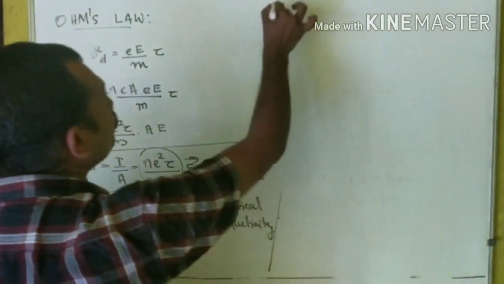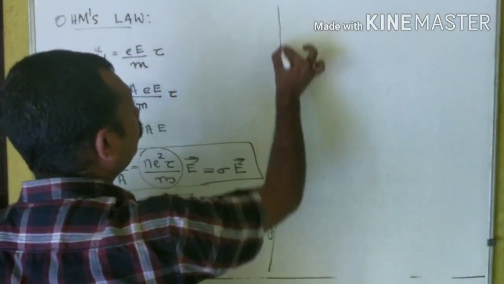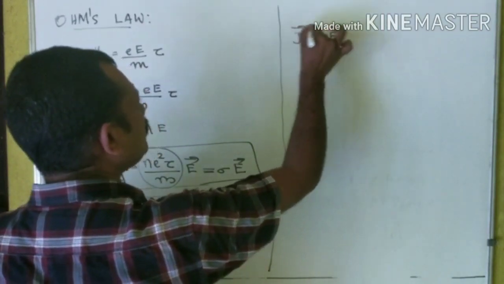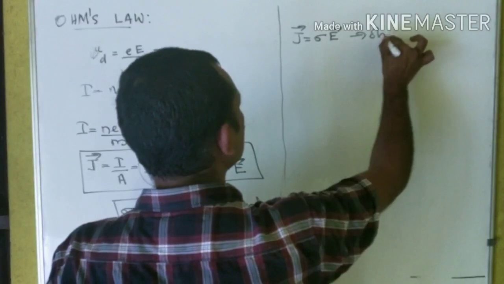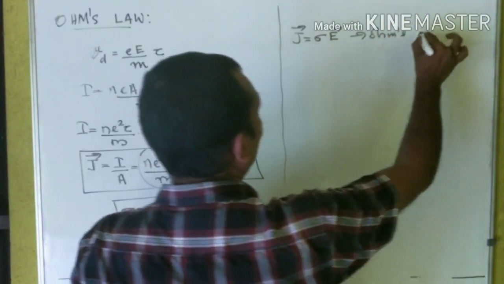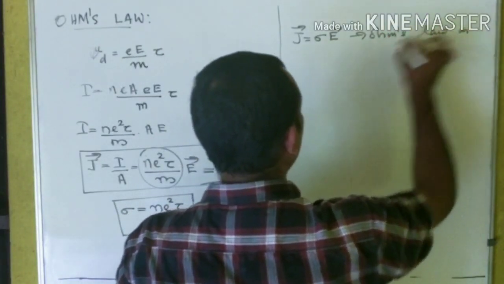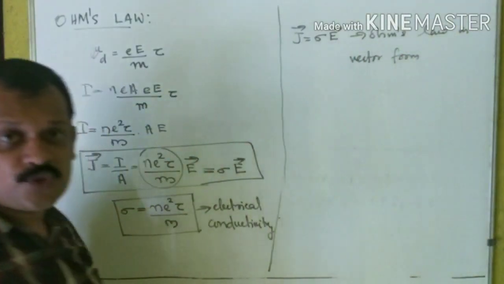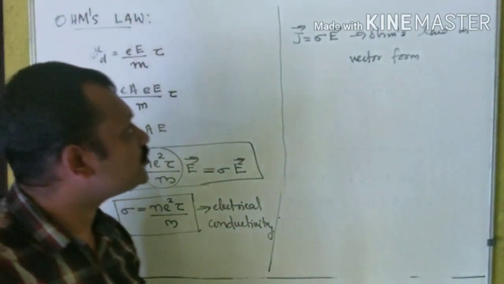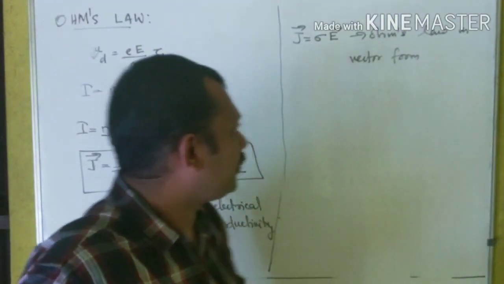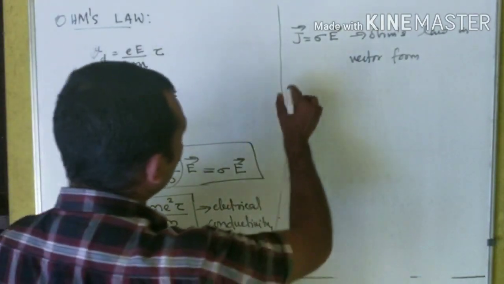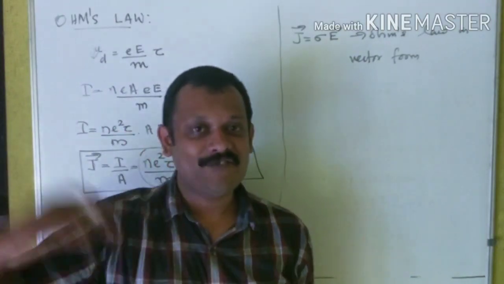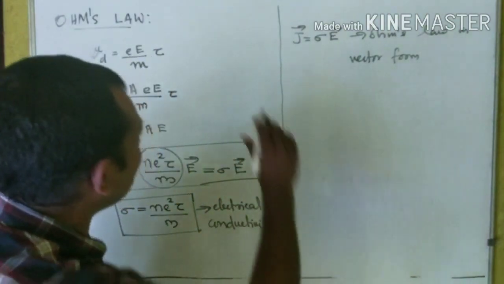J is equal to sigma E. This is called Ohm's law in vector form. Now, this is not what you have learned in 10th class, right? You have learned V is equal to IR. Let us try to arrive at that here.